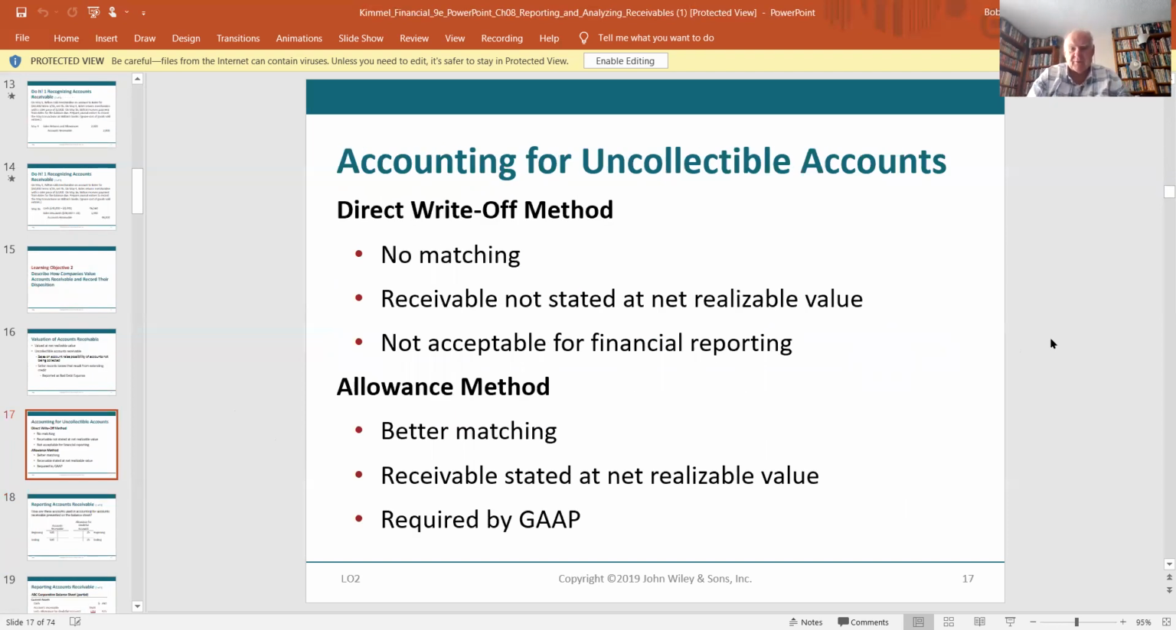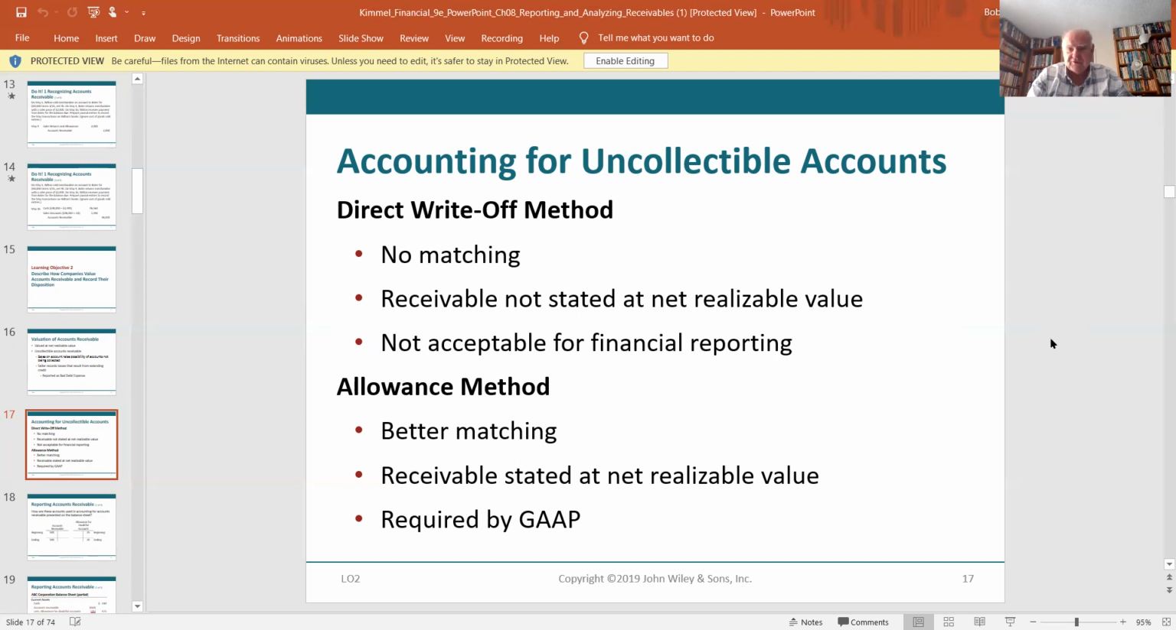Accounting for uncollectible accounts. We know that our customers aren't all going to pay us. Some customers will never pay us. They're crooks, or they went out of business, or they genuinely don't have the resources anymore to make the payment. We have to write these people off.